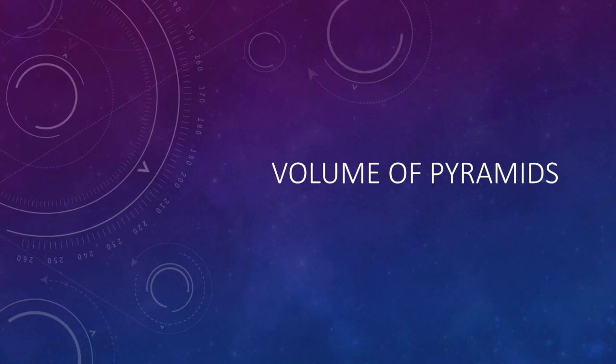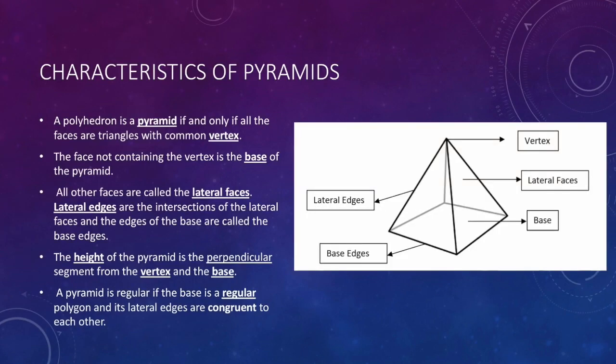Okay, volume of pyramids. First thing we like to talk about is what are the characteristics of a pyramid? A pyramid is a polyhedron where all the faces are triangles and they share a common vertex. If you look at our picture to the side, this is your common vertex. The face that's not containing the vertex, so looking straight down, is going to be the base.